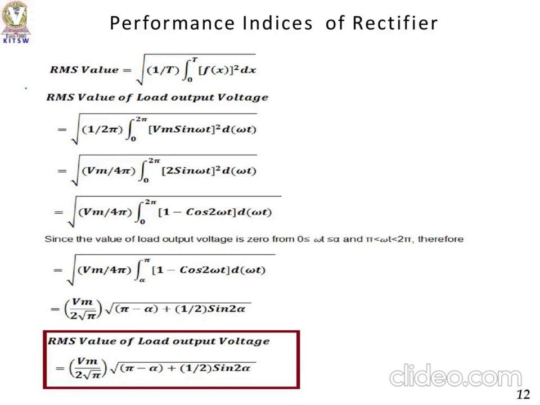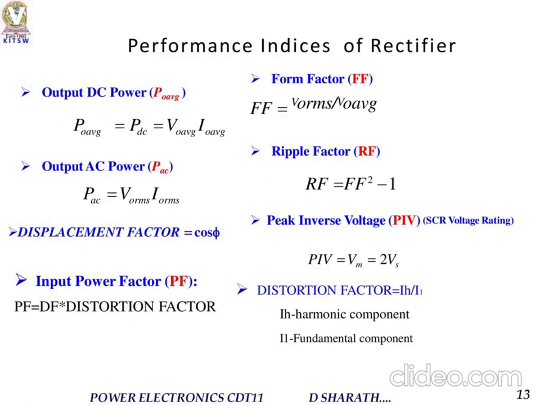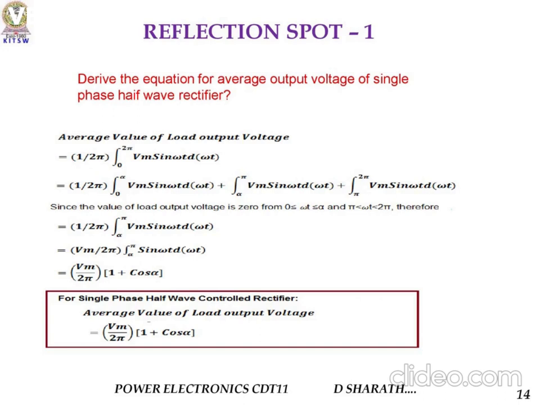Coming to the RMS value, that is the root mean square value, it is given by Vm by 2 times the square root of the quantity 1 over pi times pi minus alpha plus 1 by 2 sin 2 alpha. Here Vm is the maximum value of voltage. Output DC power is V average times I average. Form factor is the ratio of RMS value to average value. Output AC power is V RMS into I RMS. Ripple factor is the square root of form factor squared minus 1. Displacement factor is cos phi. Harmonic factor is Is1 dash by Is1.